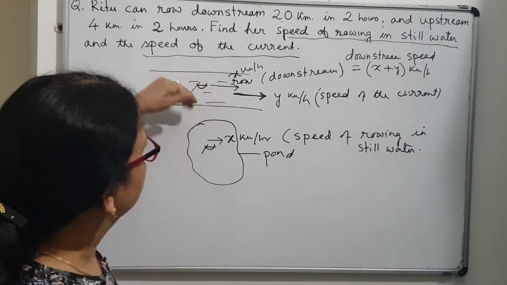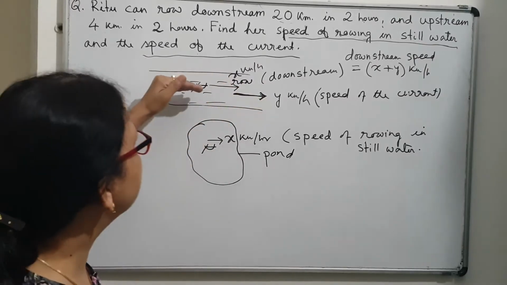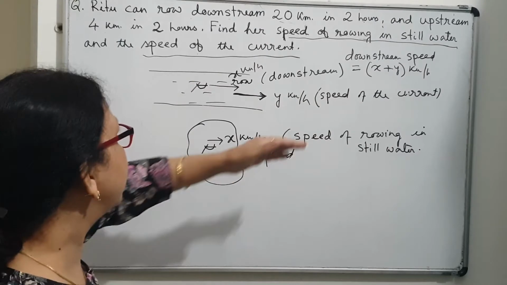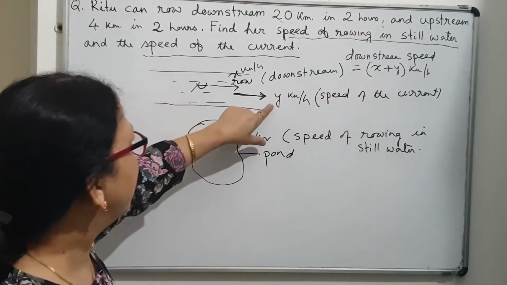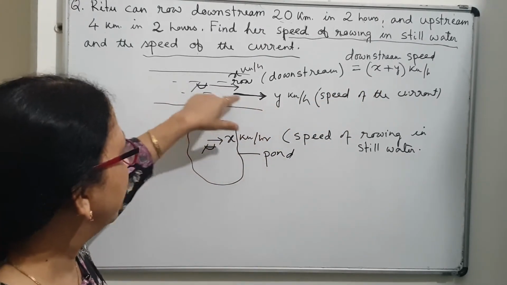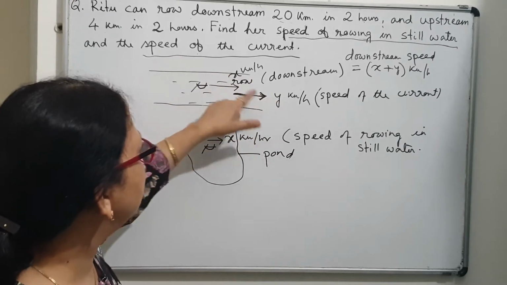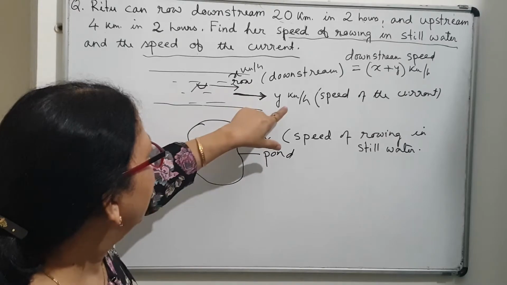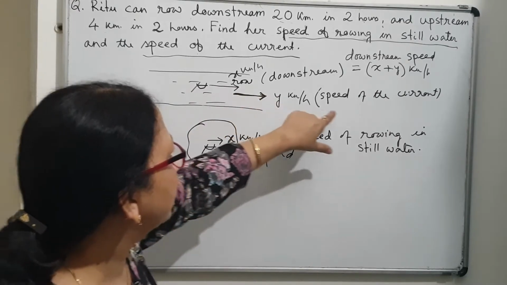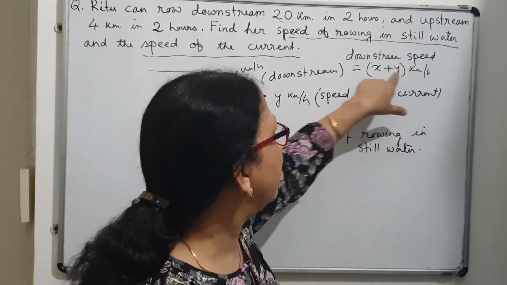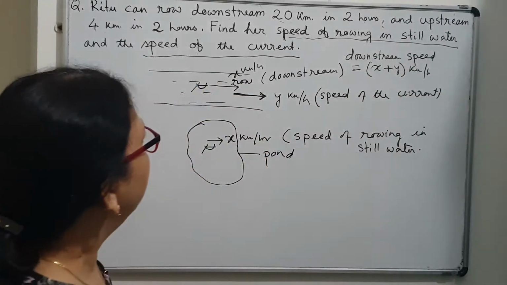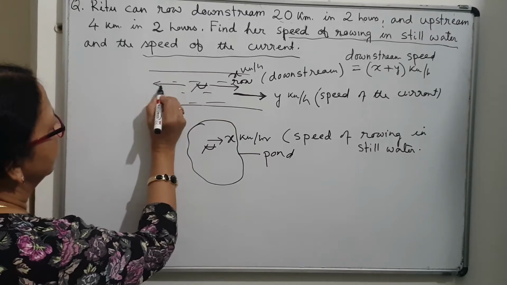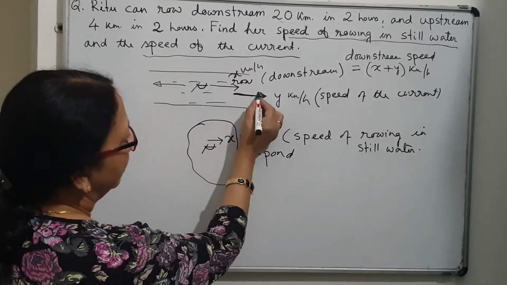So this is the downstream condition, when the person is rowing in the same direction as the water flow in the river. The speed is increased as the speed of the current is helping him row in the same direction, so the speed is added. The standstill speed will be added with the speed of the current, and that will give you the downstream speed.